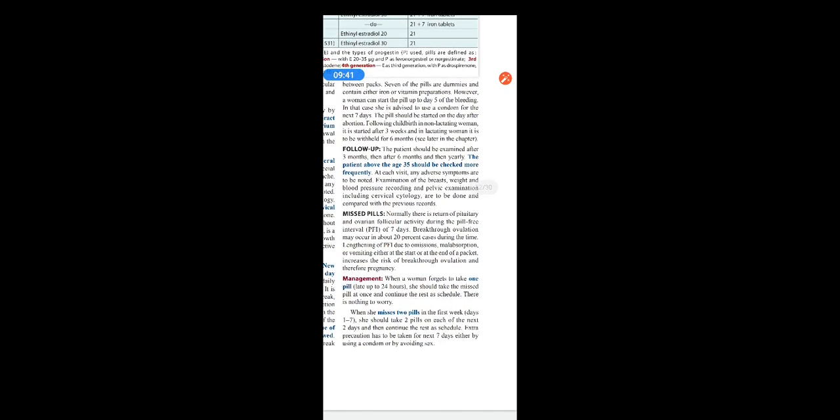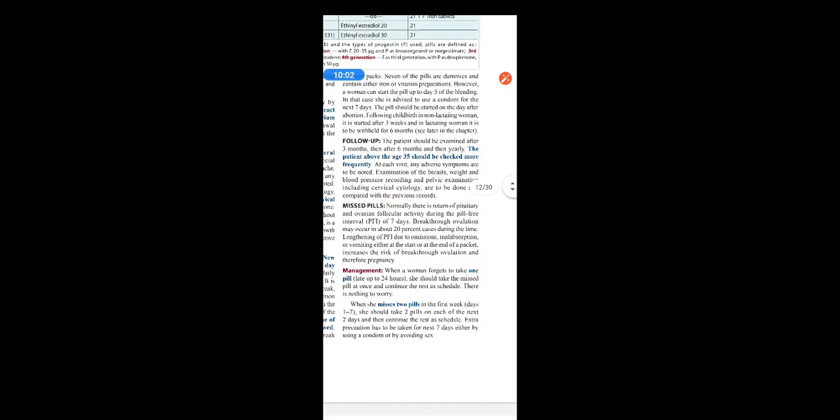However, a woman can start the pill up to the 5th day of bleeding. In that case, she is advised to use a condom for the next 7 days. After an abortion, the pill should be started on the day after the abortion. Following childbirth, in non-lactating women, it is to be started after 3 weeks, and in lactating women, it is to be held for 6 months, because lactation gives natural protection from pregnancy.